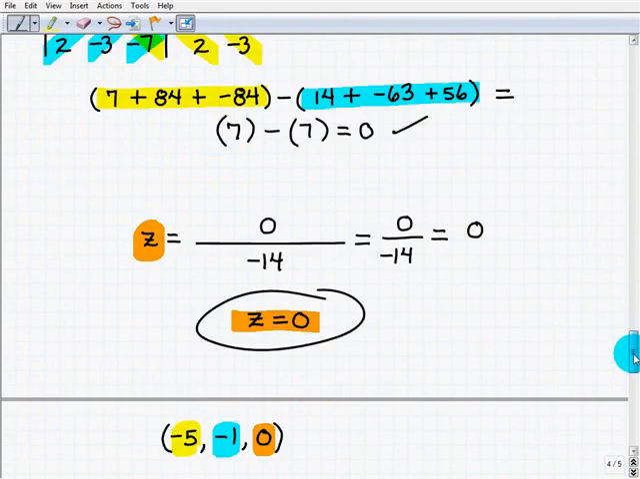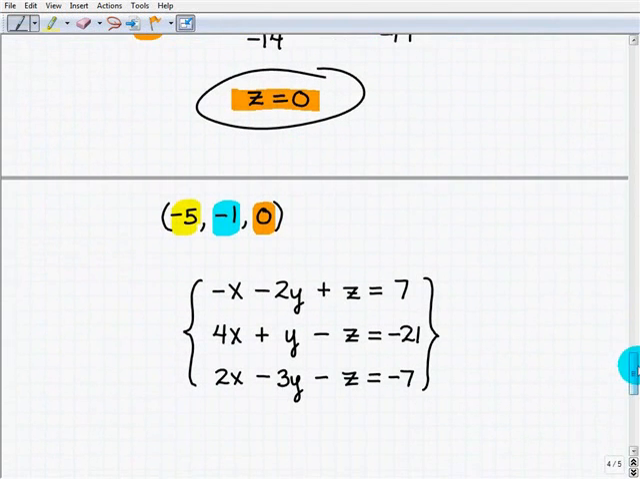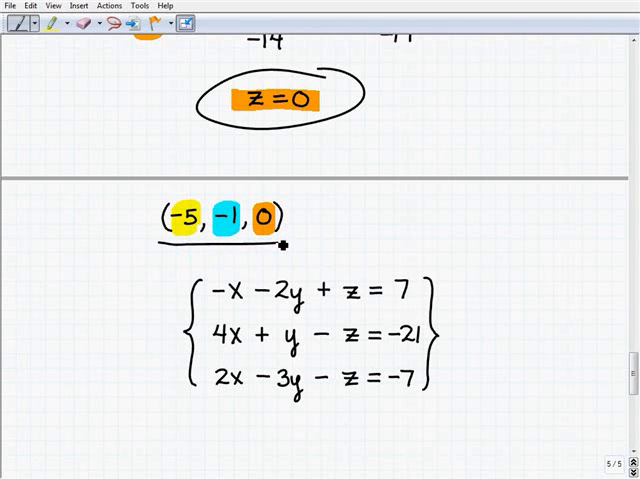All right, so our solution set, recall, our first one was x is equal to negative 5. We had y equal to negative 1, and we had z equal to 0. So we write it as an ordered triple. Okay, and there you go.